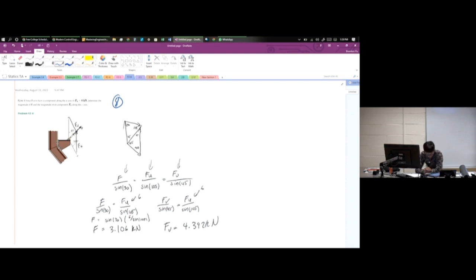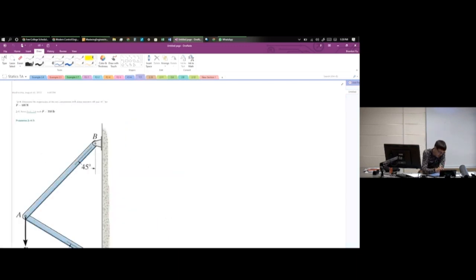FV is 4.392, F is 3.106, and both units are in kilonewtons. Okay, all right. So problem 9 for today.